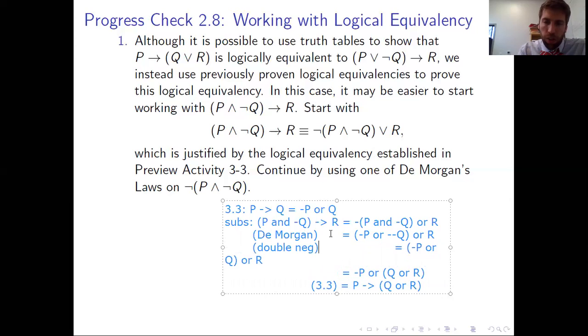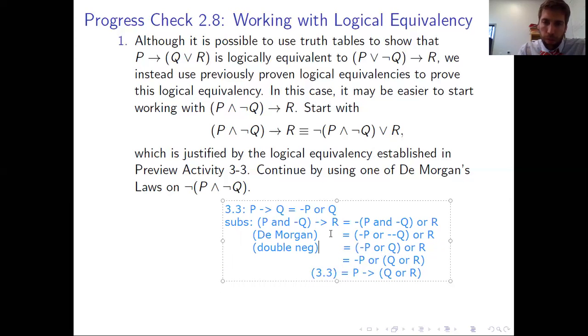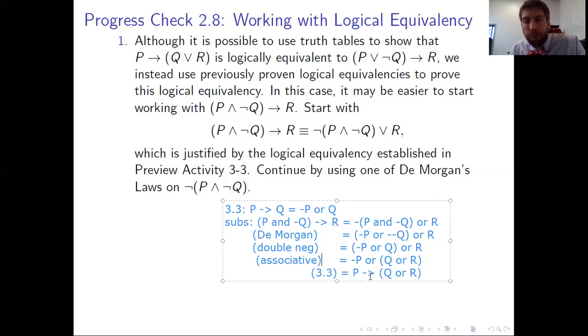So you always want to justify your statements, your movements of logic. We know that OR is associative, so we switched the parentheses, and then we did 3.3 again. If we were doing a truth table, all these things would be on the other side, but I kind of ran out of room.